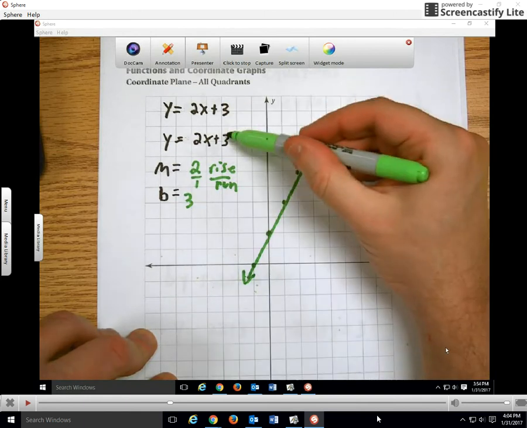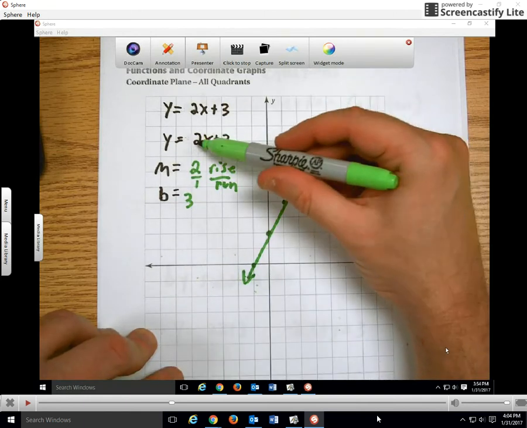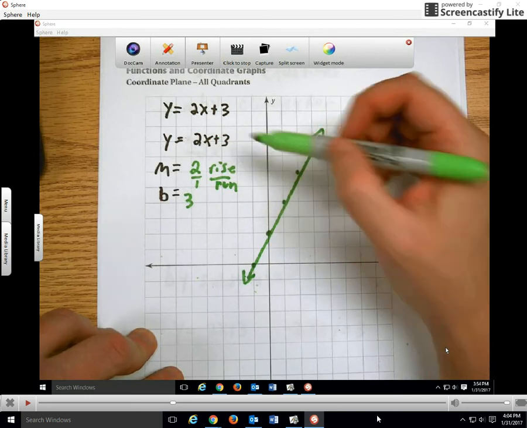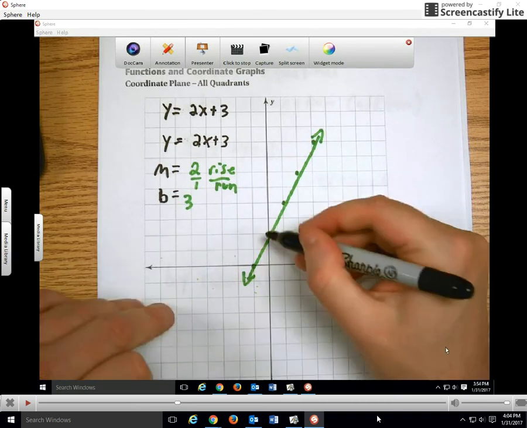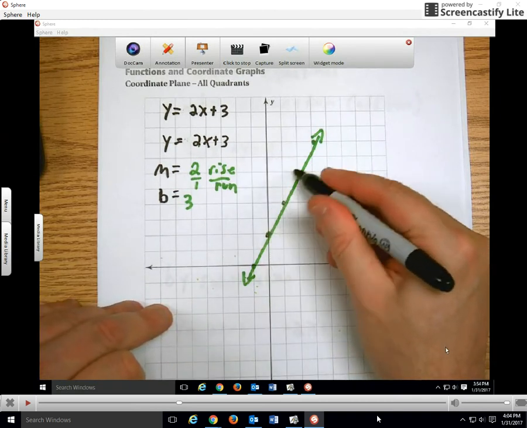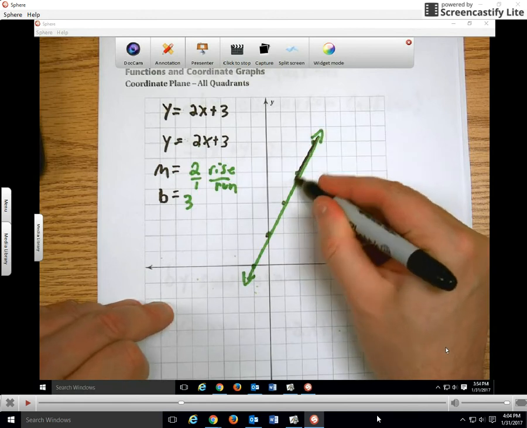Well, we see that the other equation has the same m and the same b. They're the same equation. So, of course, that line would be on top of the other line. We would start at the same point, which is b equals 3. We go up 2 over 1, up 2 over 1. We would just draw a line on top.